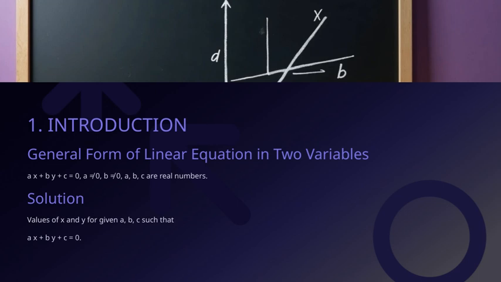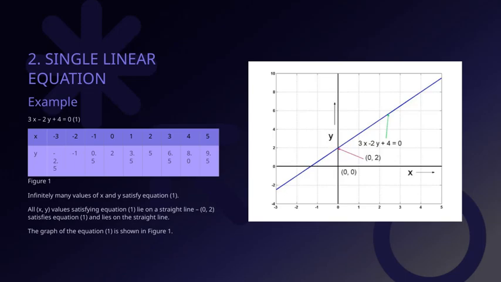This form is quite fundamental because it allows us to analyze and graph lines easily, and it connects directly to the overall theme of understanding linear relationships between two variables. Remember, the key is that for any given a, b, and c, the solutions form a straight line in the coordinate plane. Let's take a closer look at the graph of equation 1, which is shown in figure 1. What we see here is that all the points (x, y) that satisfy this equation actually lie on a straight line. For example, the point (0, 2) satisfies the equation and is clearly on that line.